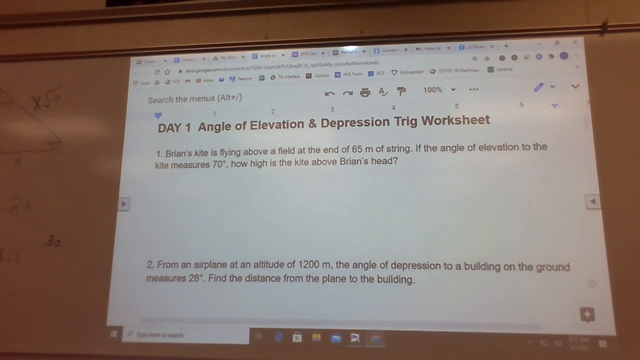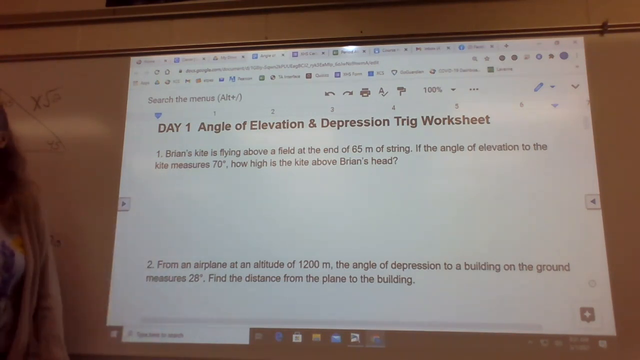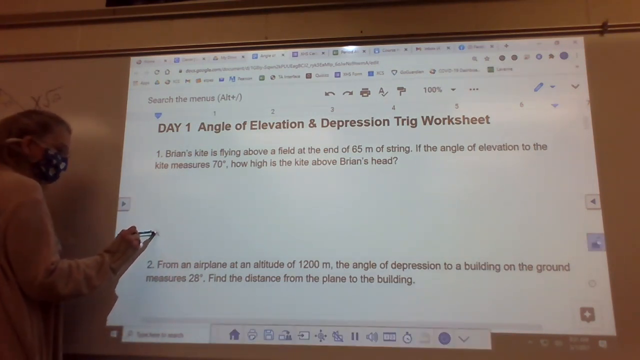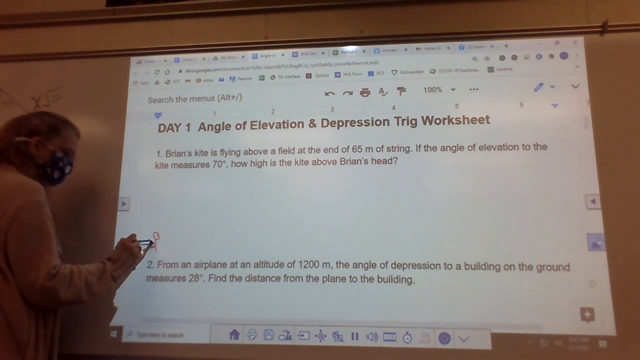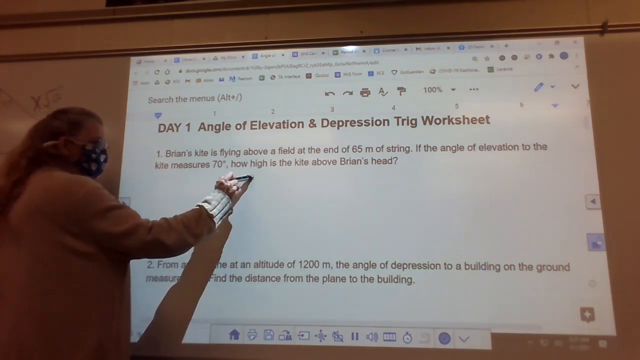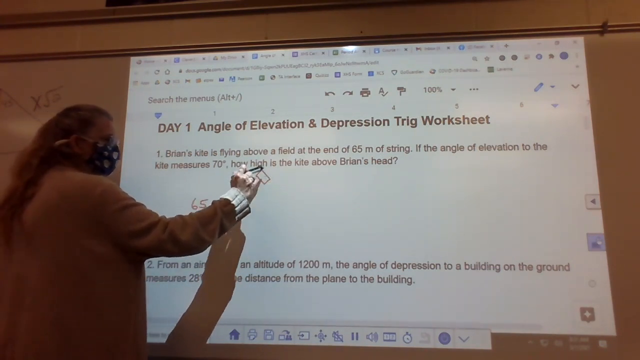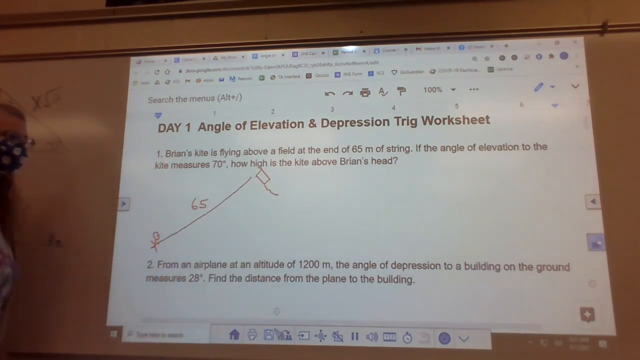Brian's kite is flying above a field at the end of a 65-meter string. If the angle of elevation to the kite measures 70 degrees, how high is the kite above Brian's head? So, Brian's flying a kite at the end of a 65-meter string. So, I've got Brian here, little stick figure Brian, and he's flying a kite, and the string is 65 meters. So, I've got my kite up here. There's my kite.